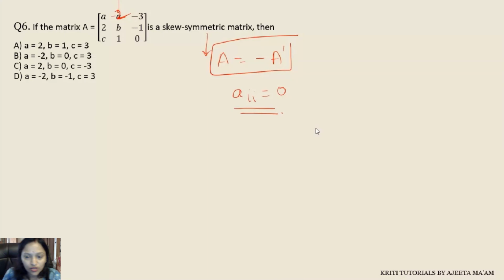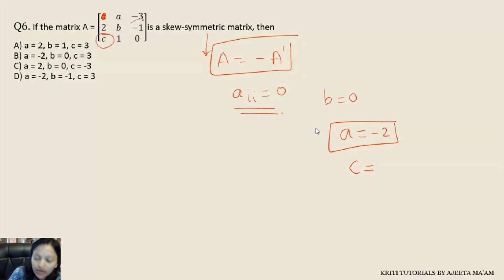0. Okay, so now let's make it. Sorry, this is 0. Okay, now all diagonal elements will be 0. So now B is 0. Correct? A is the A12 position. Okay, sorry. So now B is 0. So first, A and D are eliminated. Now what is the relation between 2 and A? A will be what? -2. Correct? Because A is equal to negative of A transpose. Now what will be C? C will be related to -1. So again negative of -1. So C will be 1.